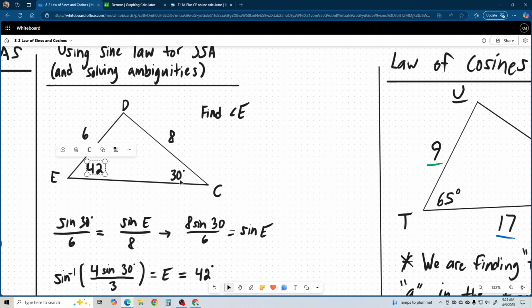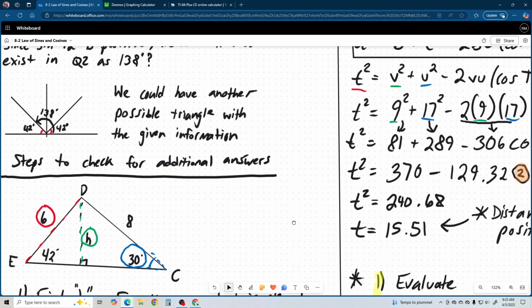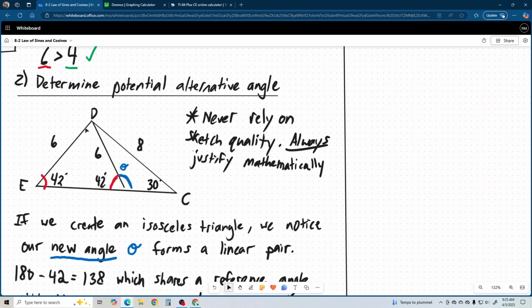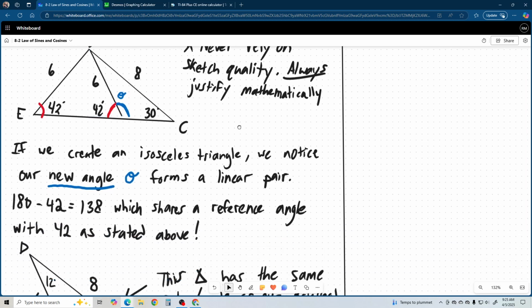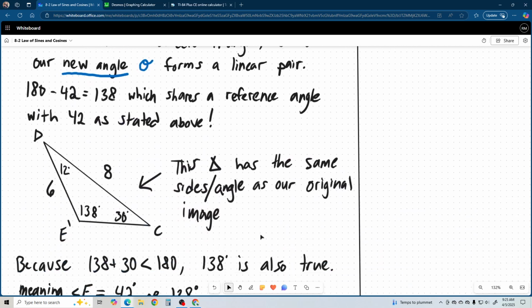We have a 30 across from a 6, and then we have an 8 across from the angle we don't know. And then when we come down here, after we do all this isosceles triangle stuff, we have a 30 across from a 6, and then an 8 across from the angle we don't know. So you see how we've created a completely different triangle with a completely different angle that also could mathematically justify everything that we've done so far? So that's why we have the ambiguity, is because both are possible, right?